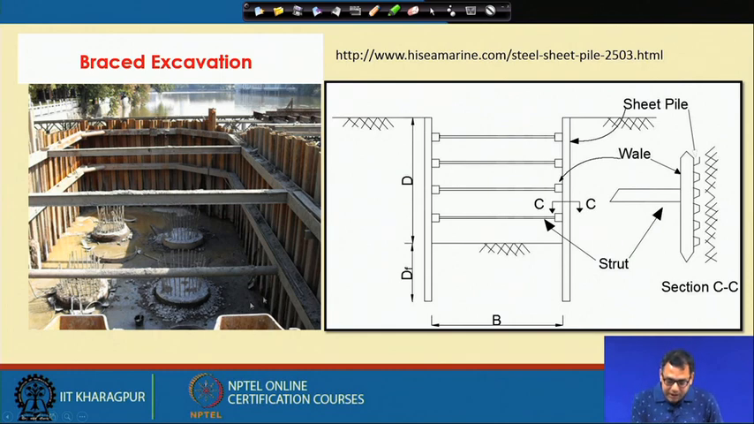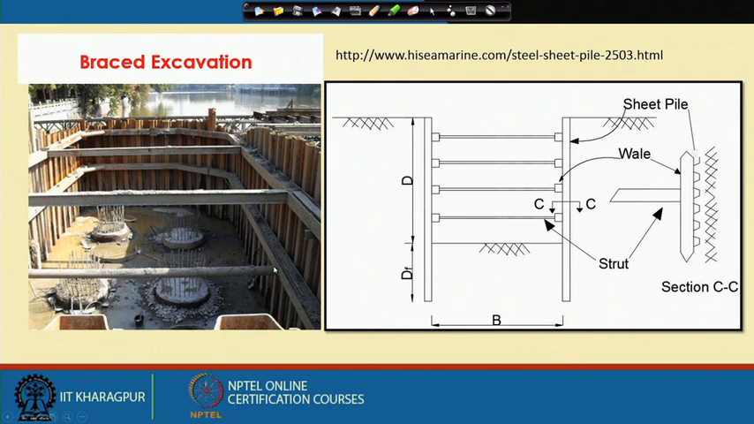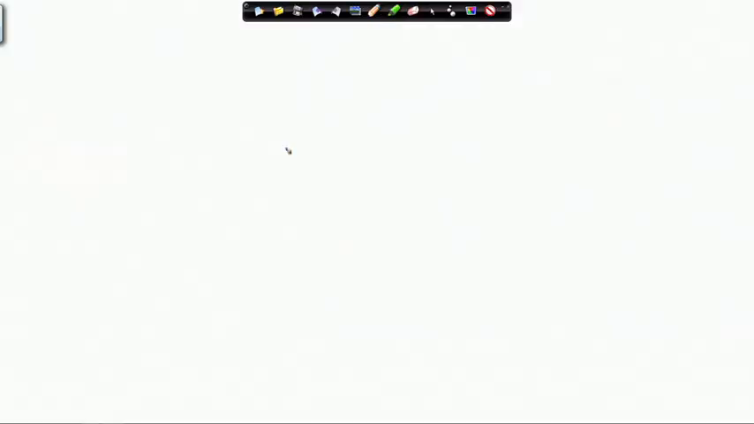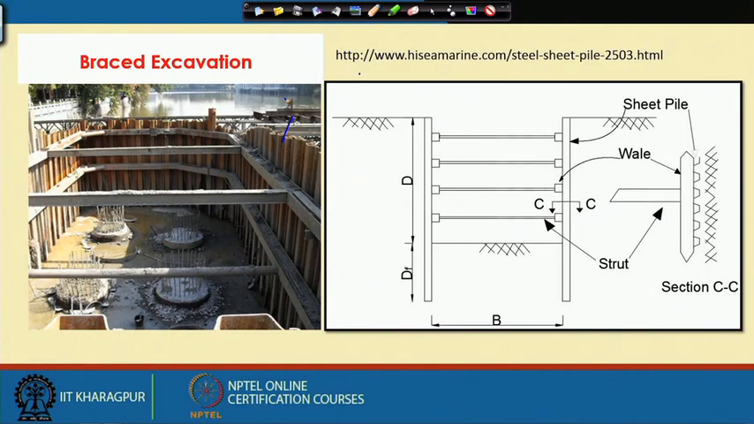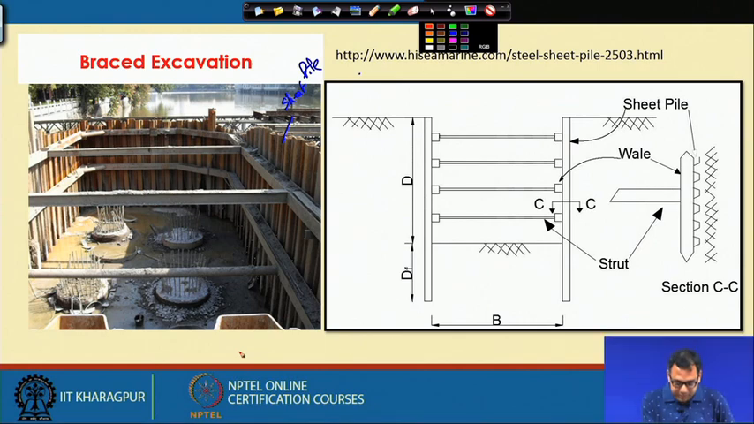Now, if the height of the excavation is very high or large, then the sheet pile alone is not sufficient. Here in this figure you can see the sheet pile. If this height is very large, then the required depth of the sheet pile will also increase. So, to reduce that depth, a bracing system is provided. That is called braced excavation.